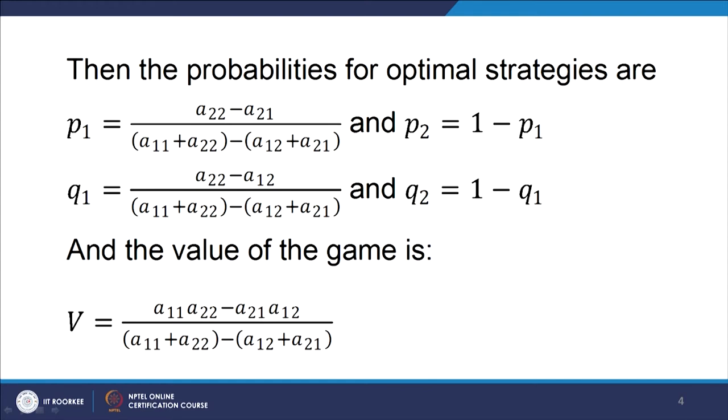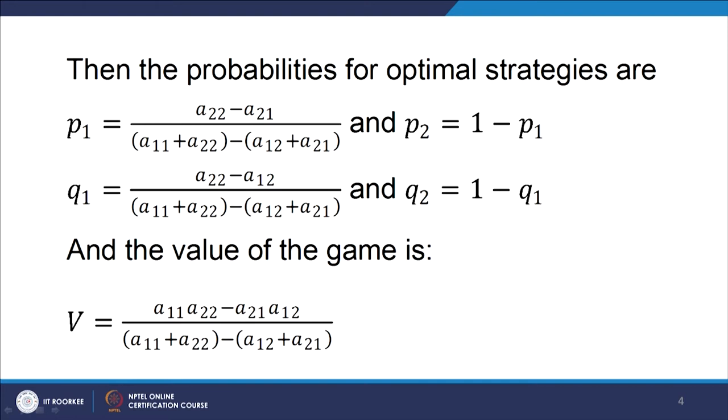If we say that P1 and P2 correspond to the first strategy of player A, and Q1 and Q2 are the strategies of player A corresponding to the second strategy, these are the probabilities for the optimum strategies. Now, these are the formulas, that is P1 is given by A22 minus A21 divided by A11 plus A22 minus A12 plus A21. And since the sum of P1 and P2 is equal to 1, we can say that P2 can be obtained using 1 minus P1.